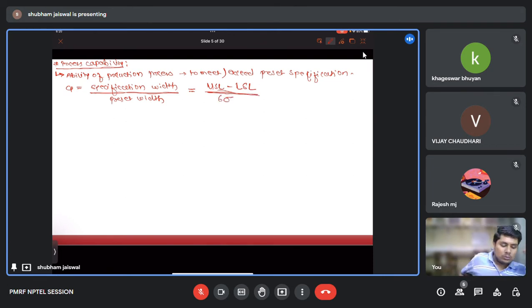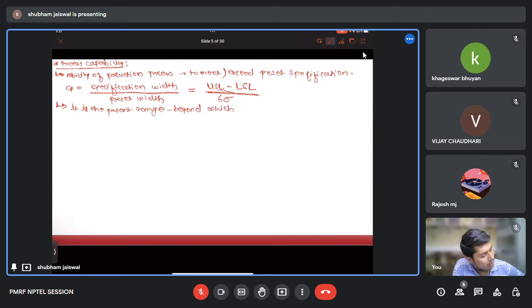So what is the preset range? Actually, we are talking about the preset width. It is the range beyond which it would not be accepted. So it is the set range beyond which it would not be accepted.